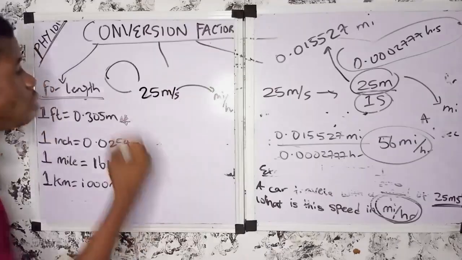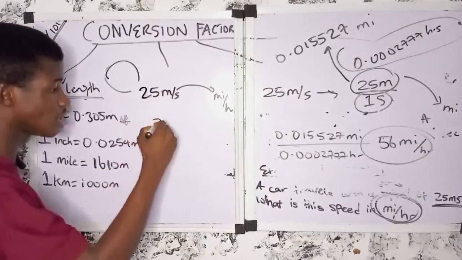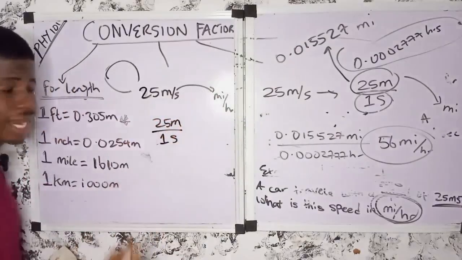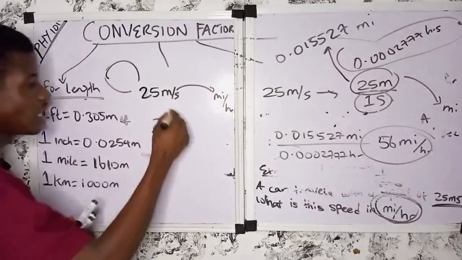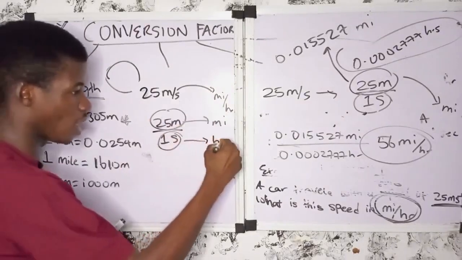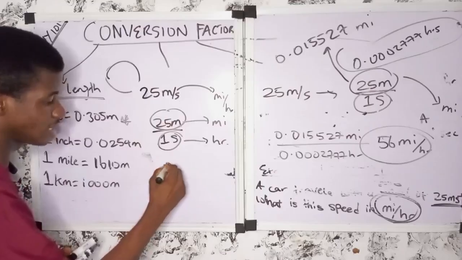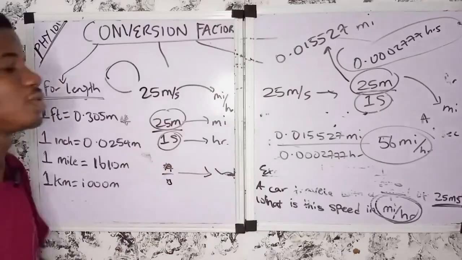So what did we do? We know that 25 meter per second is the same as 25 meter divided by 1 second, right? So what are we going to do? We just need to separate it. We convert the meter to mile, we convert the seconds to hour, then we divide these two. The answer we got, we divide it, then we get our final answer. So that is just it.